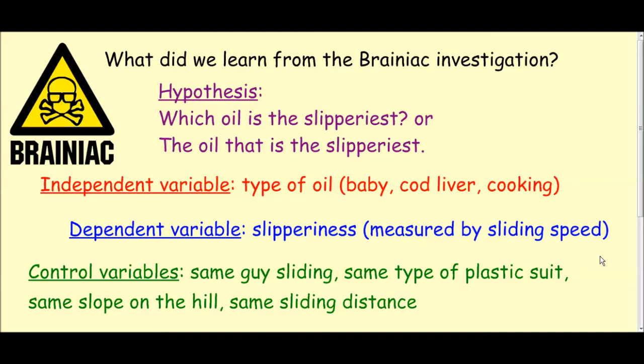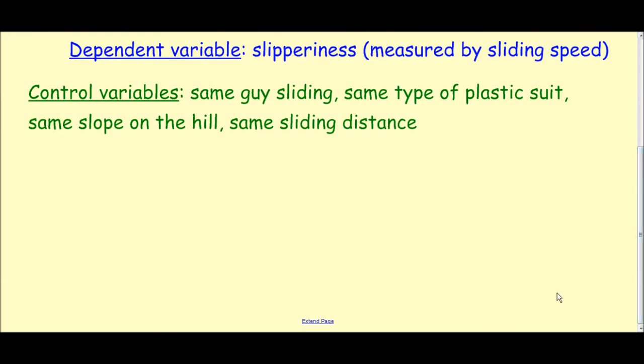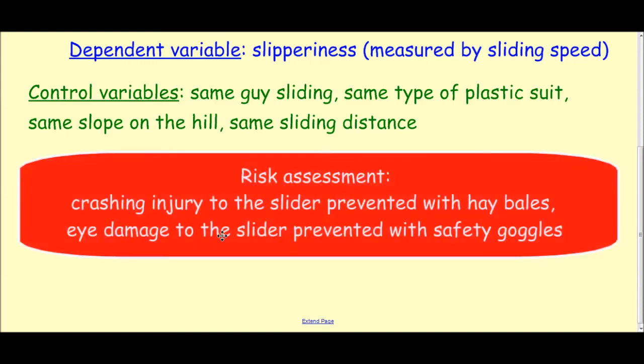Now, how did they make sure that there was safety in place during the investigation? In other words, there were risks involved, and how did they make sure that everyone stayed safe? Well, they identified the potential for crashing injury, and they prevented that crashing injury by putting in some hay bales at the end so that the guy sliding could land on them safely. Any potential eye damage to the slider was prevented by wearing safety goggles.